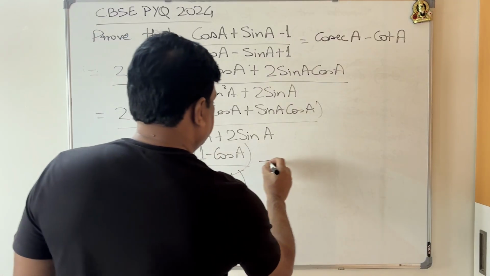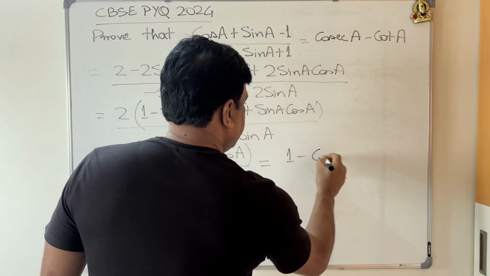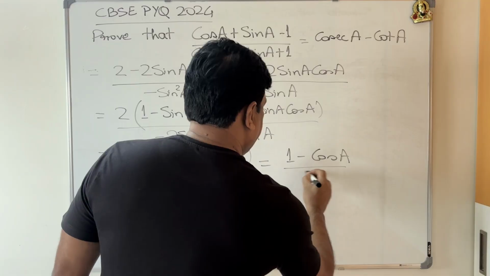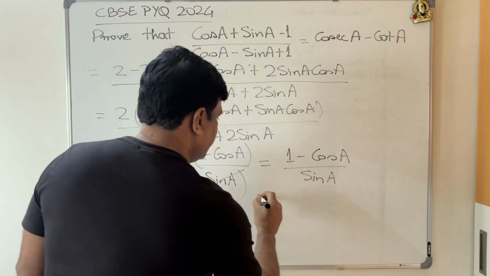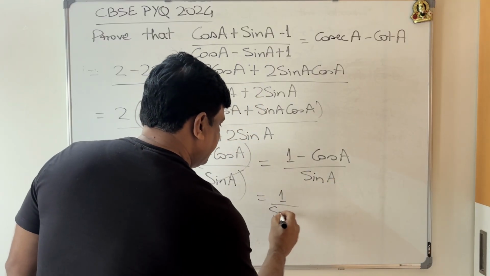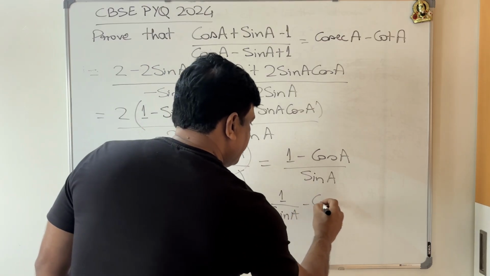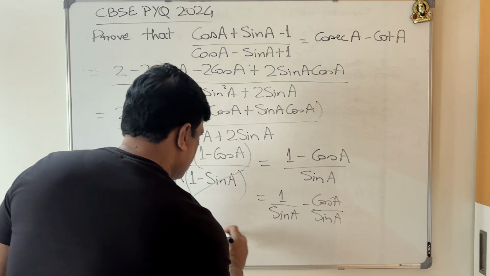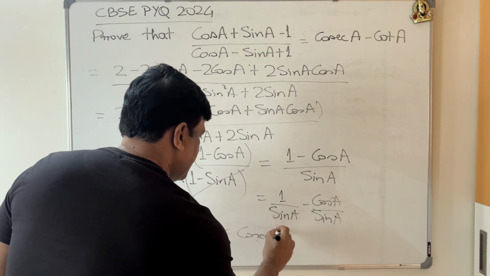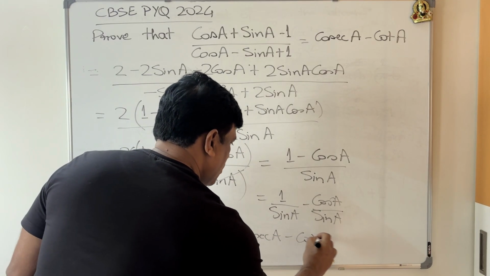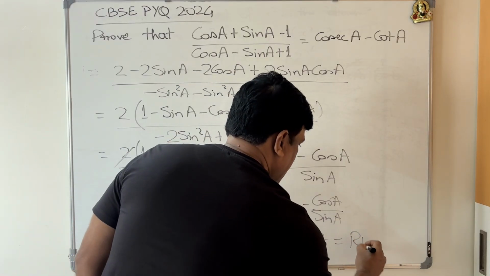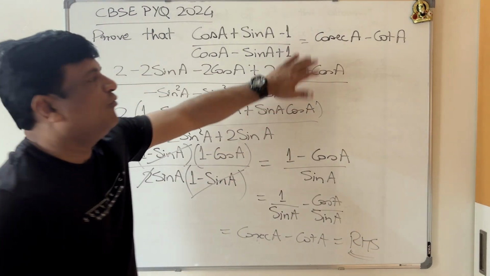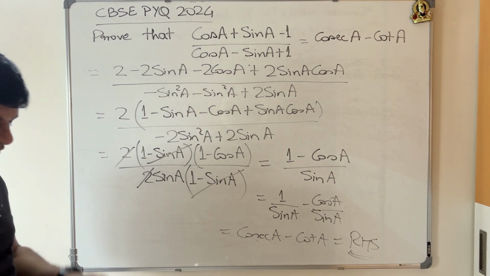What are you left with? You are left with 1 minus cos A divided by sine A, which is equal to 1 by sine A minus cos A by sine A, which is equal to cosec A minus cot A, which is equal to RHS, and you have proved it. This is how you solve these problems. Okay, great.